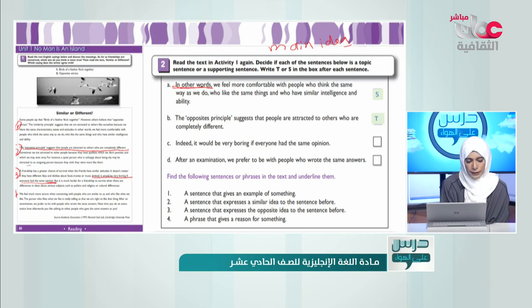This is a topic sentence. Then sentence number 2 is a supporting sentence. Sentence number 3 is a supporting sentence also, because in every paragraph we have to have one topic sentence only. So it should be a supporting sentence. After examination, we prefer to be with people who wrote the same answers. We can find this sentence in paragraph number 4. Okay, after an examination, we prefer to be with people who wrote the same answer.